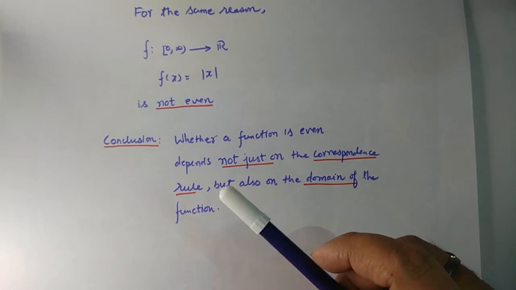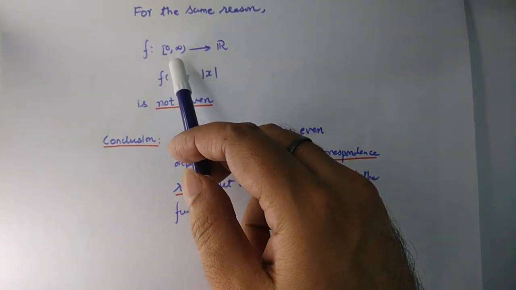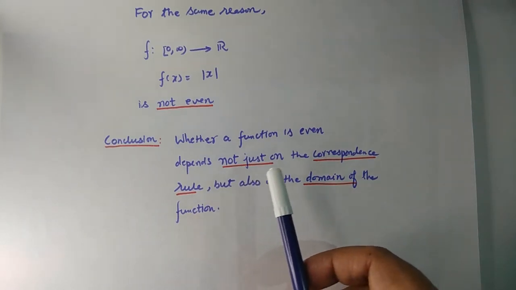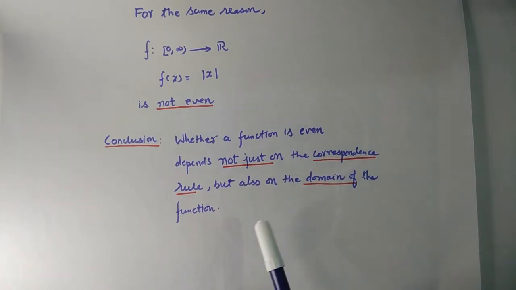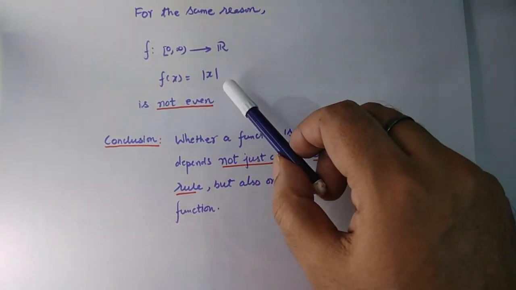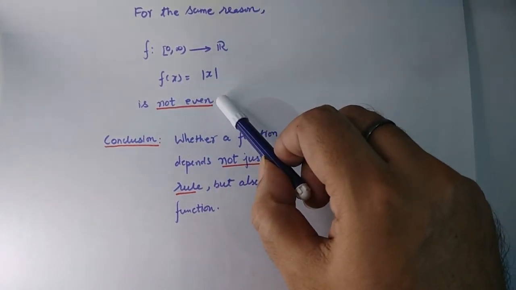For the very same reason, the modulus function restricted to the semi-closed interval 0, infinity is also not even. Therefore, our conclusion is the following. Whether a function is even or not does not only depend upon the correspondence rule but also on the domain of the function. As we have just seen, for the same correspondence rule, that is mod of x, one of the earlier functions was even, but this one is not even.